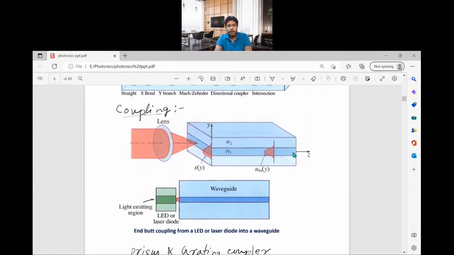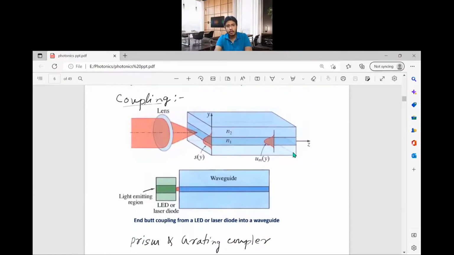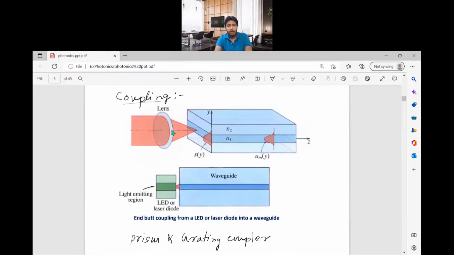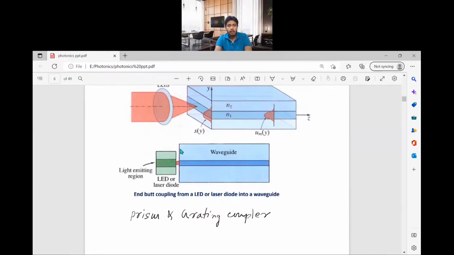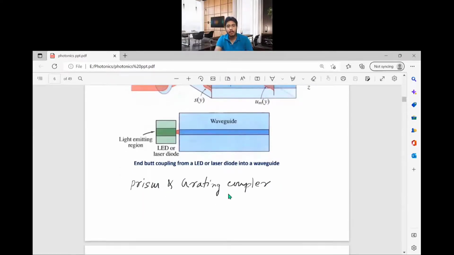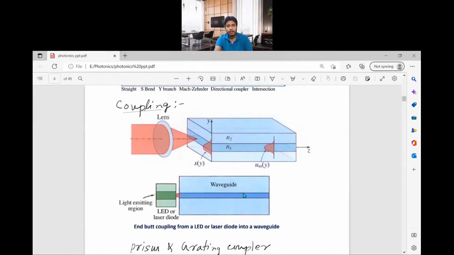The next thing is the coupling of light, meaning we need to couple the light so that it can travel into the optical fiber. You can use some lenses to couple the light to the waveguide so that it can travel through it. Another type of coupling is the end-fire coupling. You can use a light emitting diode or laser directly to couple to the waveguide. Also prisms and gratings are used for the coupling of light. So these are the different types of couplers.